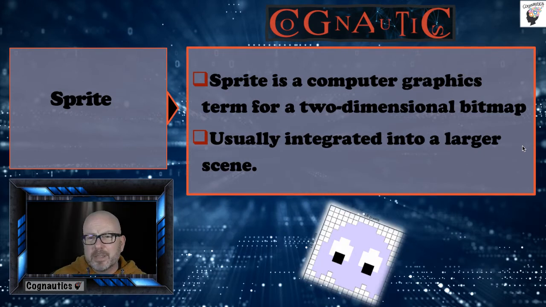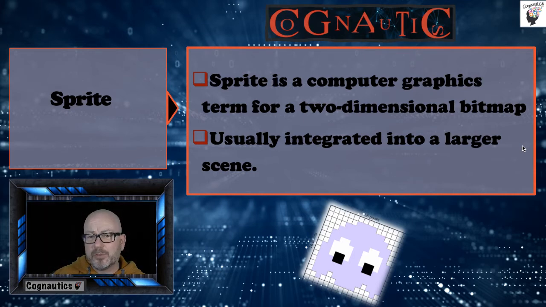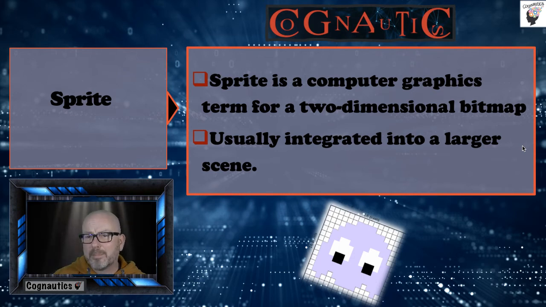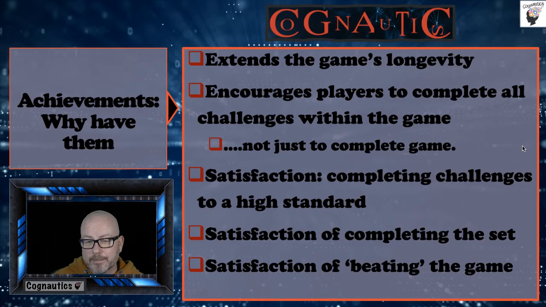In the teaching material, the word sprite randomly appears, and it may well be your game doesn't contain sprites, but a sprite is a 2D bitmap image, something like Pac-Man or Space Invaders, and it's usually integrated into a larger scene or a larger space, the game space. Alright, so sprite, describe a sprite if you need to, depending upon the game that you're actually describing.